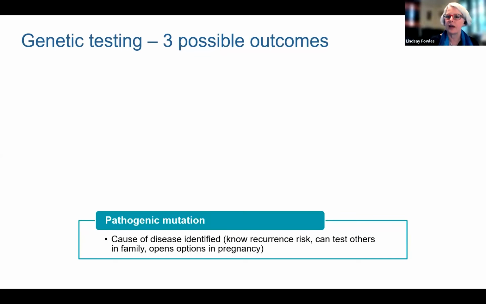If members of that family wish to, and this is a very personal choice, if it was important for them and they wanted to follow this path, they could have options in pregnancy and make choices that would result in them avoiding having a child affected by the condition.